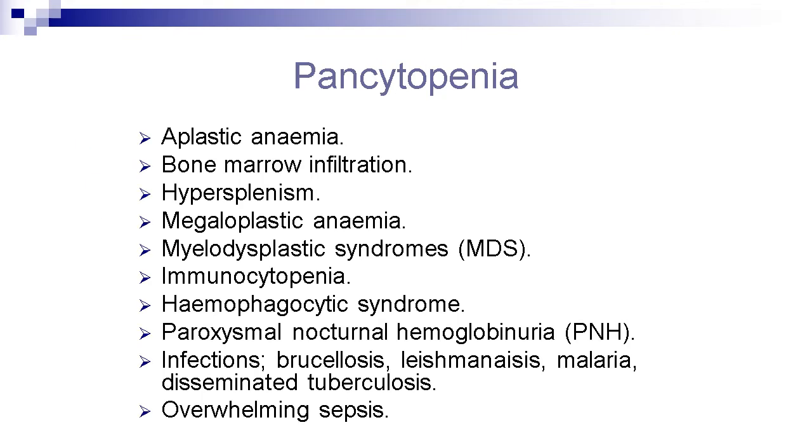Other causes of pancytopenia should be excluded, and they include hypersplenism, megaloblastic anemia due to B12 or folate deficiency, myelodysplastic syndrome, immunocytopenias, hemophagocytic syndromes, paroxysmal nocturnal hemoglobinuria. Infections are very common causes of pancytopenia in Sudan. Brucellosis, leishmaniasis, malaria, disseminated tuberculosis are all common causes of pancytopenia in Sudan and should be ruled out before the diagnosis of aplastic anemia.